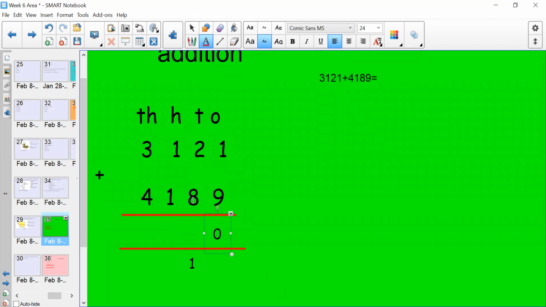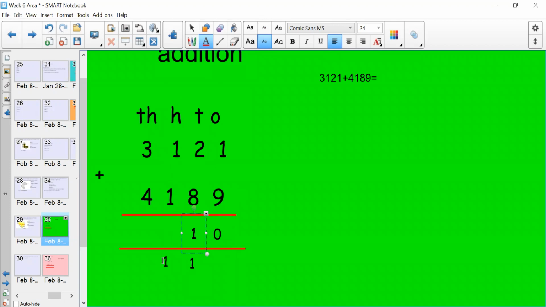Okay, then we move to the tens column. So we've got 20 plus 80 plus 10. But just to make it easier, we can say 2 plus 8 plus 1. So we've got 2 plus 8, or 20 plus 80 is 100. And then plus another 10 is 110. So we need to regroup that as well, because we can't put 110 in the tens column. So the 100 will go into the hundreds column, and then the 10 will go into the tens column.